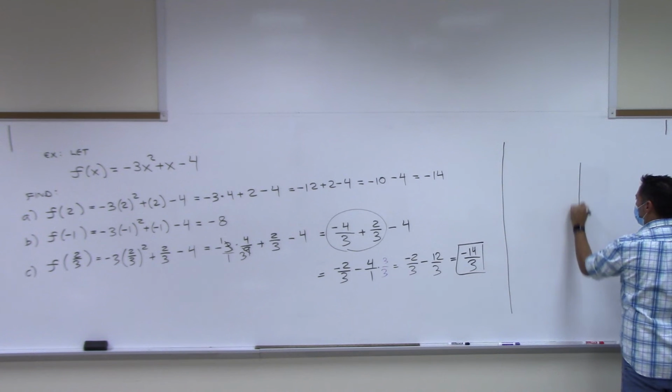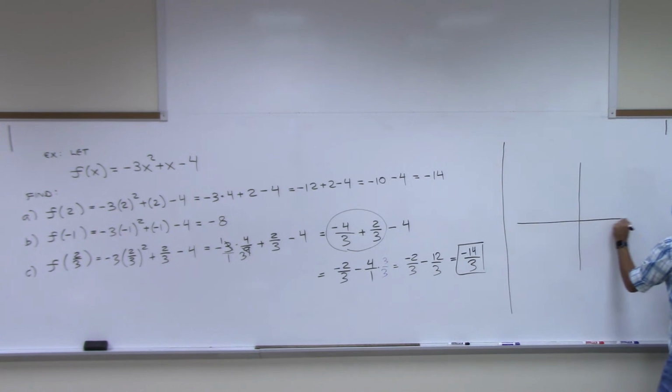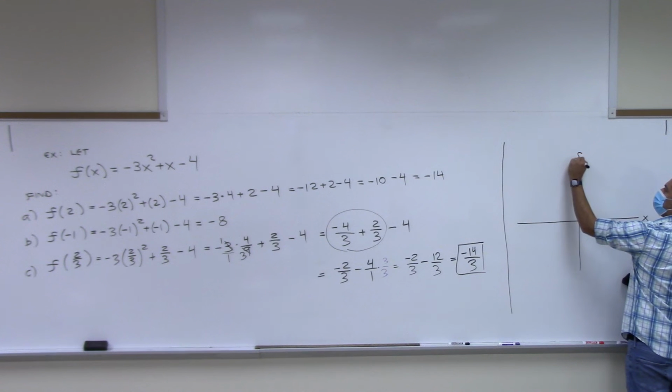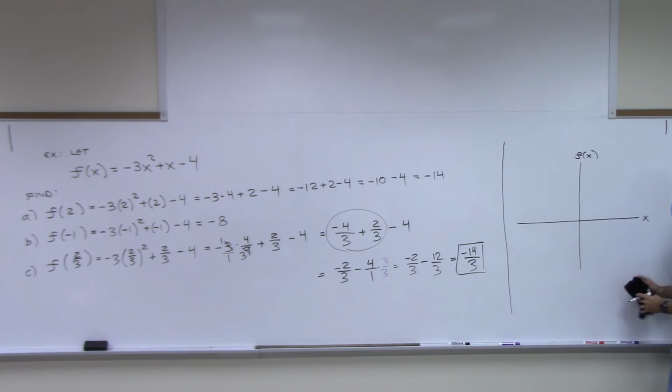So I'm going to draw an x and y axis, but instead of putting y here, remember we had replaced the y with f of x? I'm going to write up here f of x. And then this is going to represent my input, and this is going to be my output.